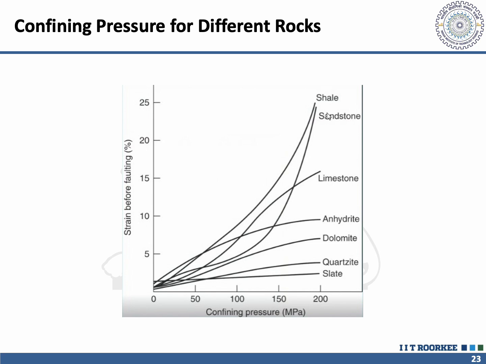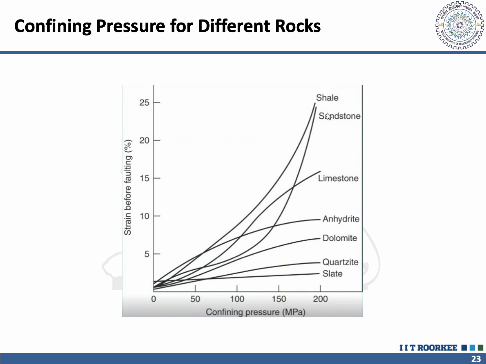This graph shows the relationship between confining pressure and strain before faulting for various rock types, essentially measuring how ductile a rock becomes before it fractures under increasing pressure. The x-axis represents the confining pressure in megapascal and the y-axis represents the strain before faulting in percentage, which is a measure of ductility. As confining pressure increases, all rock types show increased ductility. They can deform more before breaking.